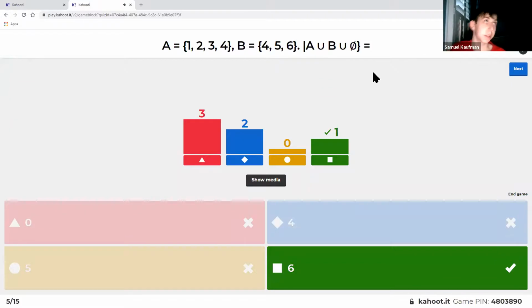Well, this one was pretty hard. We're talking about the union of A, B, and the null set, and then how many elements that has. Remember, a union is going to include every element that's in any of these sets. So we don't actually care about the null set because it has no elements, and it's really the union of A and B, which has 1, 2, 3, 4, 5, and 6. So the cardinality of this is going to be 6.